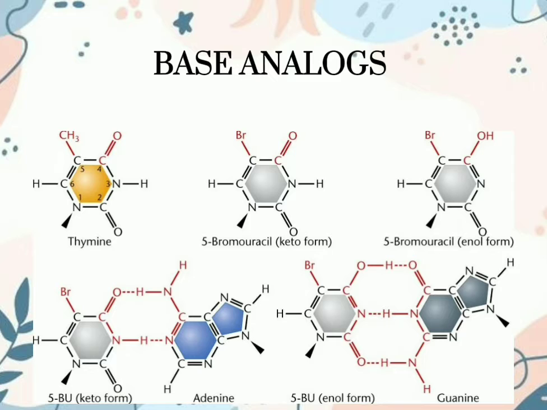Now, this 5-bromouracil, due to its structural similarity, can form hydrogen bonds with adenine, same as thymine, while on the other hand, its enol form can also form hydrogen bonds with another base, and that is guanine. Now, this mispairing can lead to different errors.